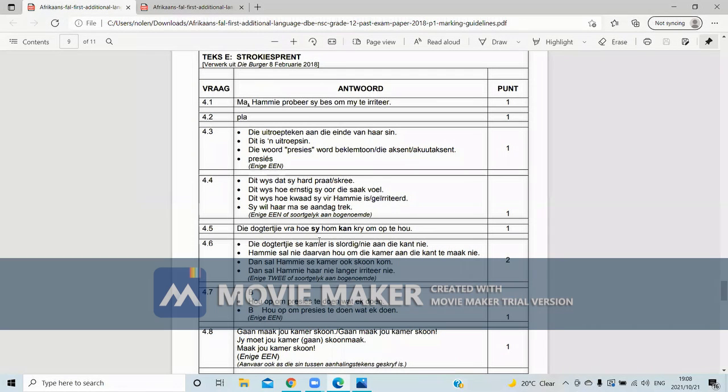Therefore, your verbs are going to go to the end, right? So when we move verbs to the end, we move helping verbs to the end before the main verb. So your main verb is kry, it's going to go to the end. But kan is a helping verb, therefore kan is going to go to the end before the main verb. And then here's our little infinitive. Okay, so die dogtertjie vra hoe sy hom kan kry om op te hou.